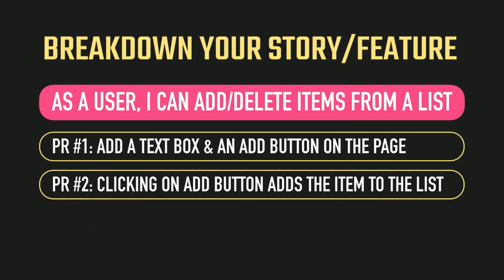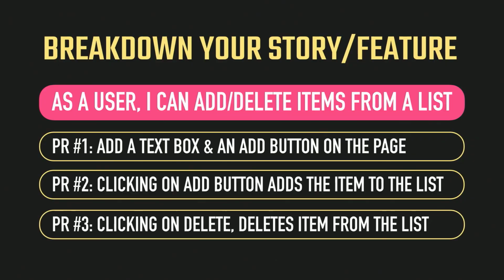I'm a big fan of styled-components. I take this as an opportunity to set up a small design system for my story as well. That really helps me style the rest of the PRs. The second PR would be clicking on the add button adds the item to the list. The third one is clicking on delete deletes the item from the list. This way, if I were to break something in PR number 2, I could easily revert it.